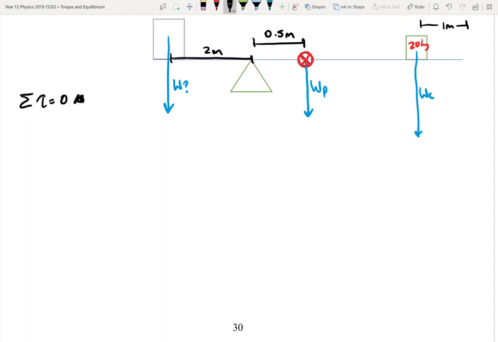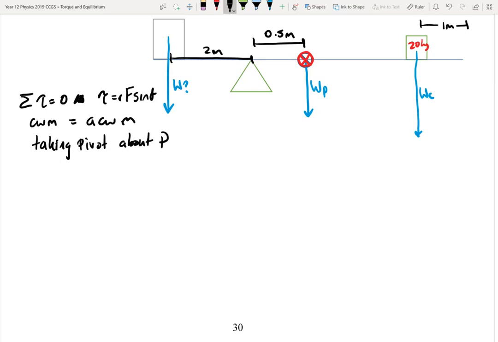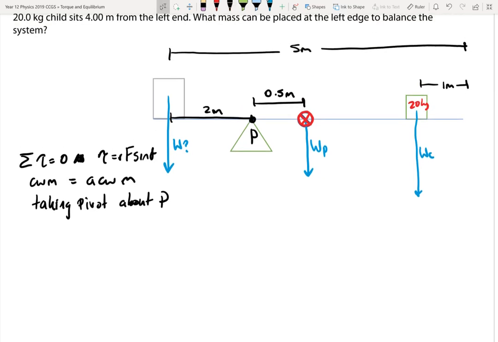Torque equals RF sine theta. Clockwise moment equals anti-clockwise moment. Taking pivot about P. Where is our pivot? There it is. Now, here's the problem.